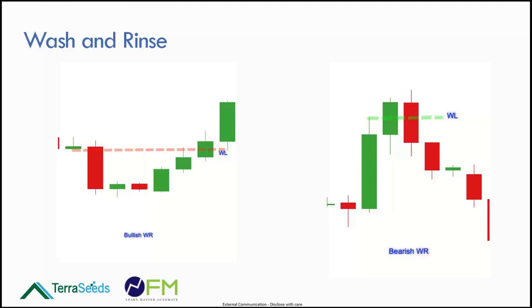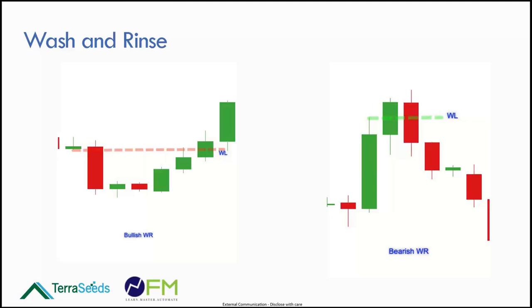Agree? So we draw in a horizontal line, and when the next bar or any subsequent bar, we don't really care how many bars, it can be immediately the next one, or it can take 10 bars, 20 bars, it doesn't really matter. As long as any bar closed below the wash line, that becomes a wash and rinse. It must always be based on the wash line. One of the questions is, how huge is the bar to be considered a valid wash?